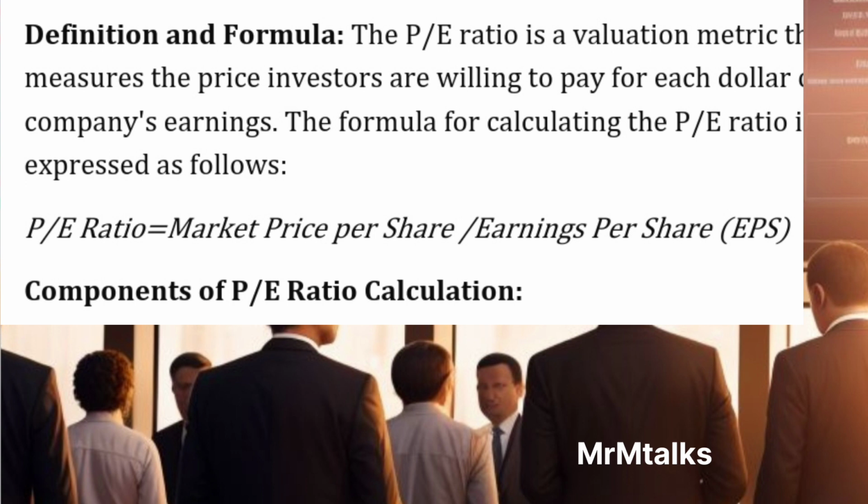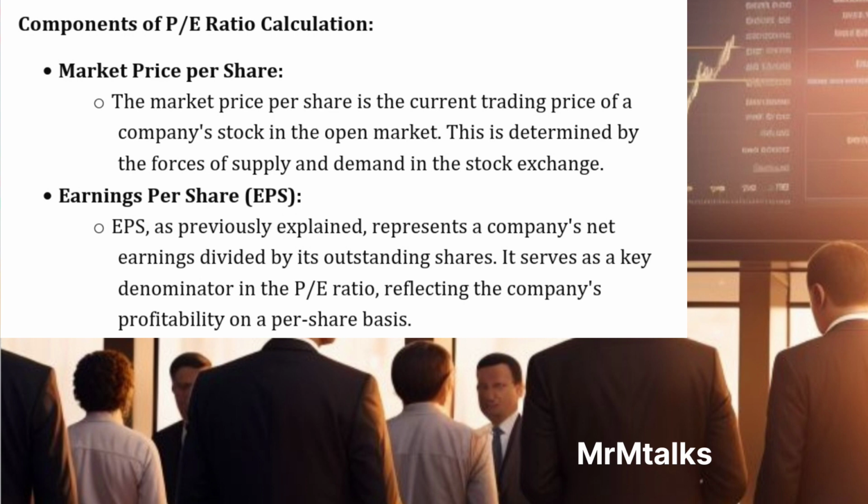Components of PE ratio calculation. Market price per share. The market price per share is the current trading price of a company's stock in the open market. This is determined by the forces of supply and demand in the stock exchange. Earnings per share, EPS. EPS, as previously explained, represents a company's net earnings divided by its outstanding shares. It serves as a key denominator in the PE ratio, reflecting the company's profitability on a per-share basis.